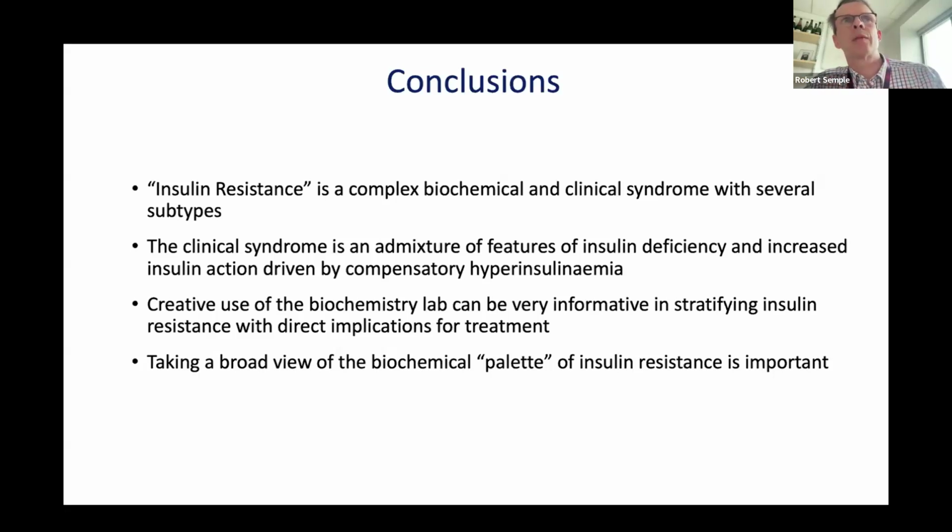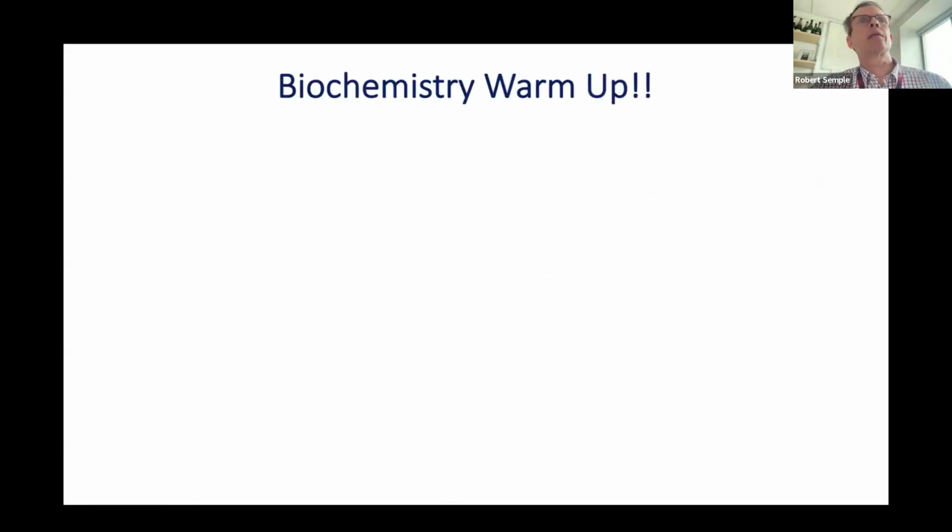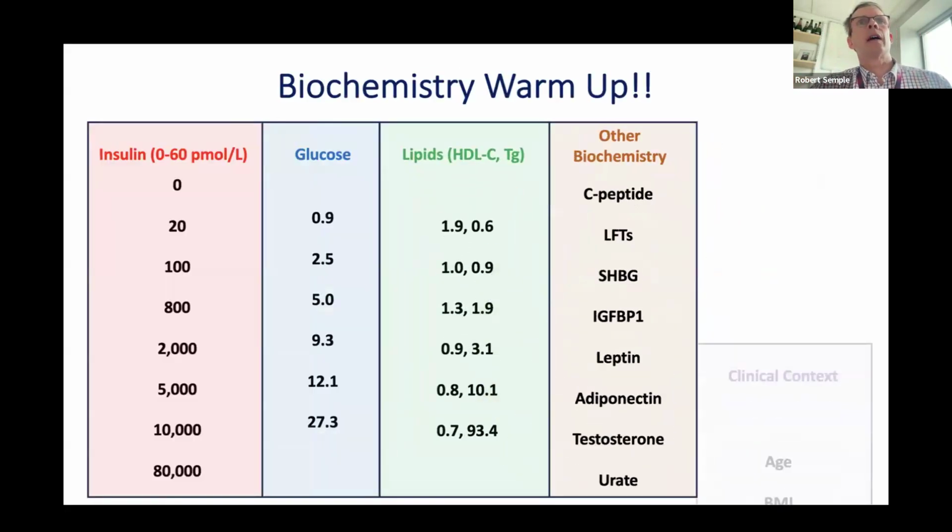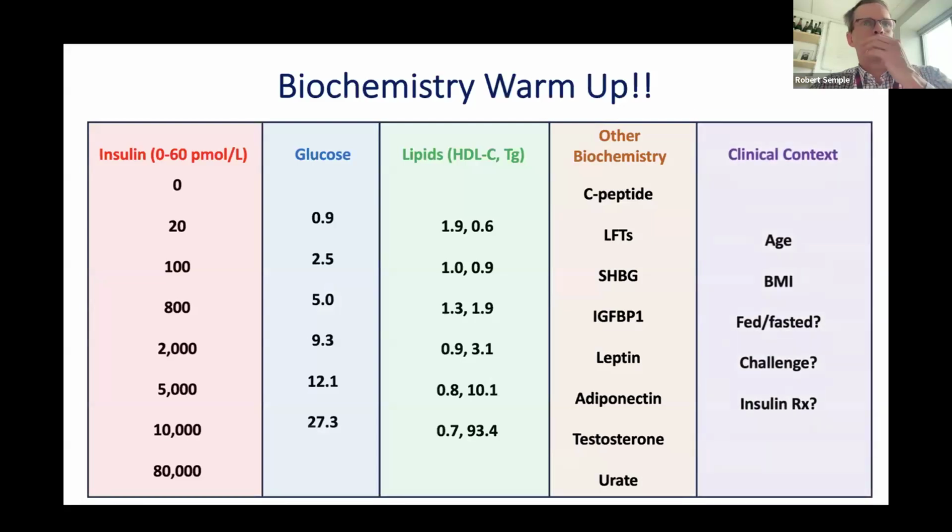So insulin resistance is actually much more complex than we think, based on the arguments I've offered. It's a mixture of features of insulin deficiency and effects of compensatory hyperinsulinemia. Thinking beyond just an insulin or glucose level is actually very valuable, and this is what I do all the time, thinking across all the clinical, wider biochemical data as well as insulin. And I think that is something which can often be lost in communication between lab and clinicians. And so you'll see partly why I put down some of those things at the start.